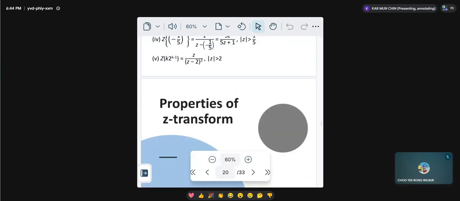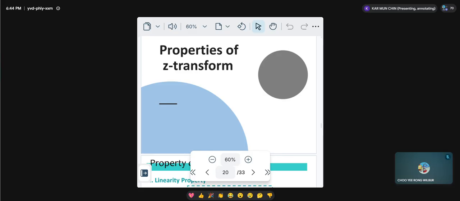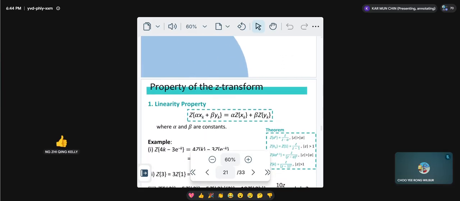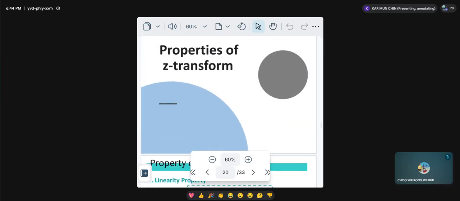So far so good, until here. Then we go through the properties of Z transform. The properties of Z transform are also similar to Laplace transform. They have the linear property, shift property, and multiplying property.